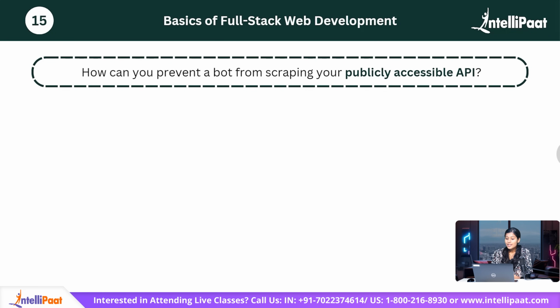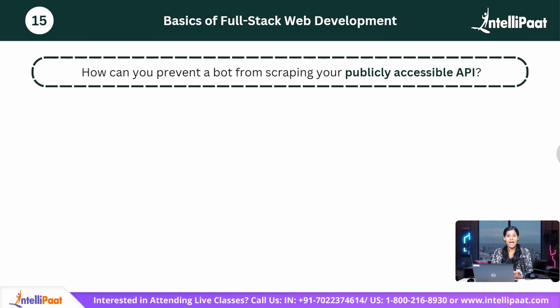Moving on to our last question of basics of full stack web development. How can you prevent a bot from scraping your publicly accessible API? Now, what this means is your API must have had tons of data. Like we use the JSON placeholder API. We saw how there was so much of data inside that.